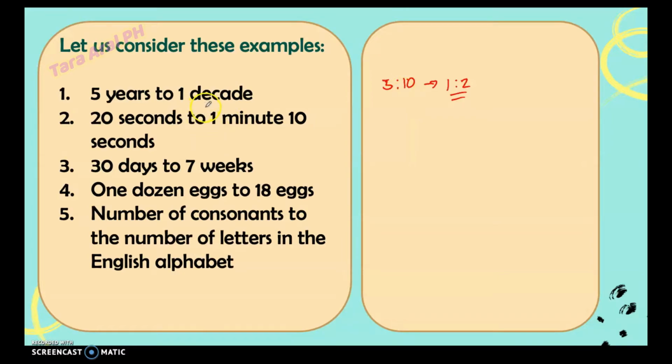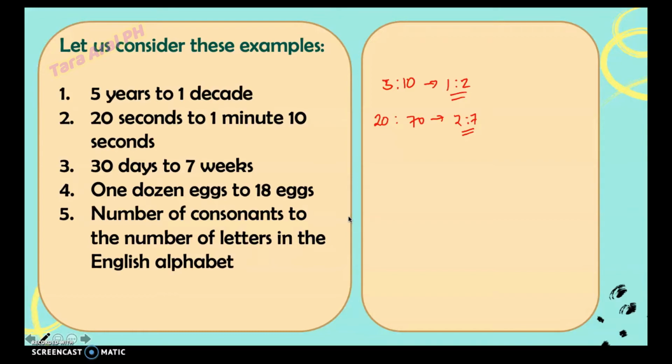Since 10 years is equal to 1 decade, we can just write 5 years is to 10 years, then our final answer is 1 is to 2. Next, we have 20 seconds to 1 minute, 10 seconds. So this 1 minute, we need to convert into seconds. It's easier for us if we convert minutes to seconds. So this is 20 is to, for 1 minute, that's 60 seconds, plus another 10 seconds, so this is 70. And when we get the final answer, we have 2 is to 7.